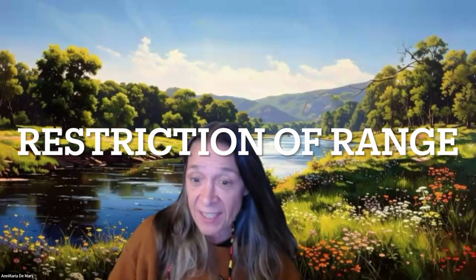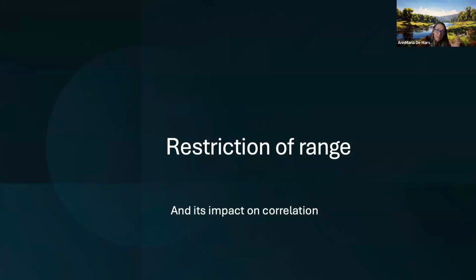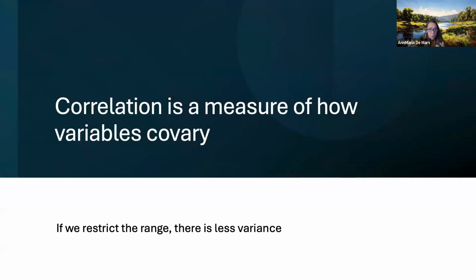Restriction of range. That's the very last thing I want to talk about with correlation. And this will be pretty short. Restriction of range has a negative impact on correlation. That is because correlation is a measure of how variables covary. And if we restrict the range, there's less variance. So there's less variance to explain.